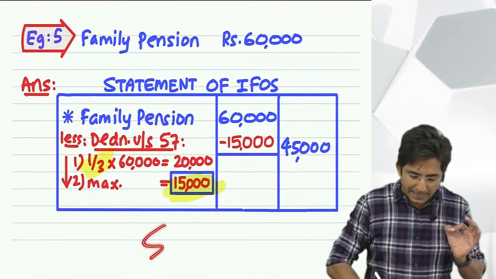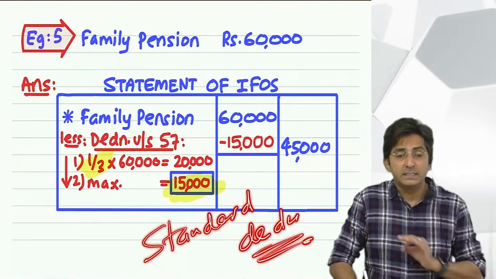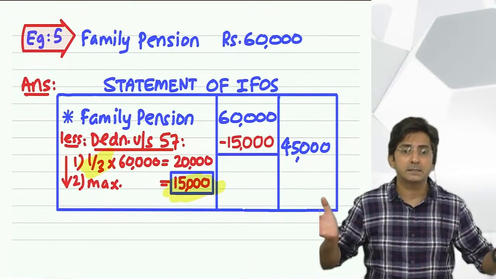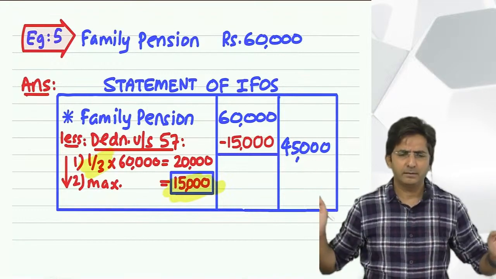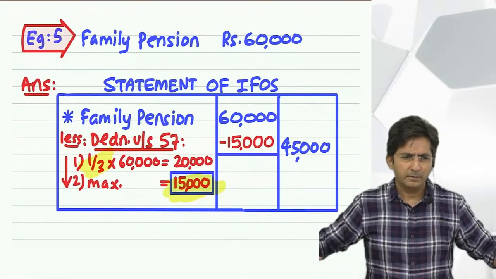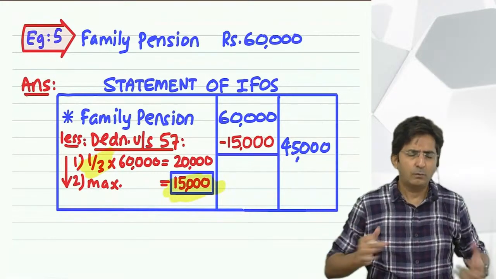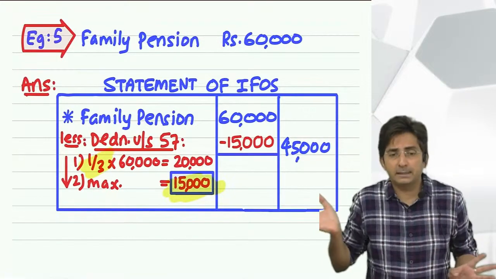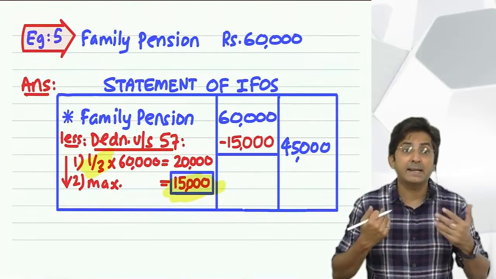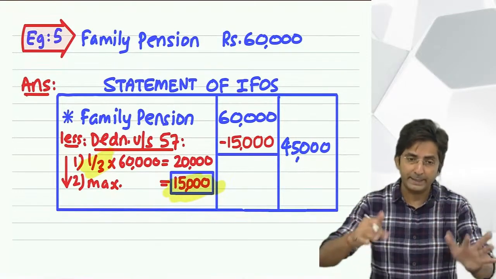And this is called standard deduction. In the language of income tax, we call it standard deduction. Standard means fixed. The law has standardized it. What do you mean by standardize? To fix it. And see what the government says: any wife in this country, if after the death of her husband she gets family pension, we have standardized that one third or 15,000, whichever is lower, that much we will deduct, and only the balance amount will be taxable. So this is standardized for the whole country. That's why it is called standard deduction. To standardize means to make it a fixed rule.